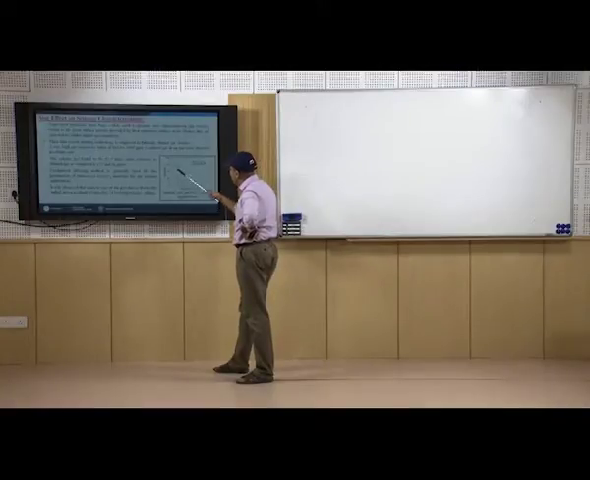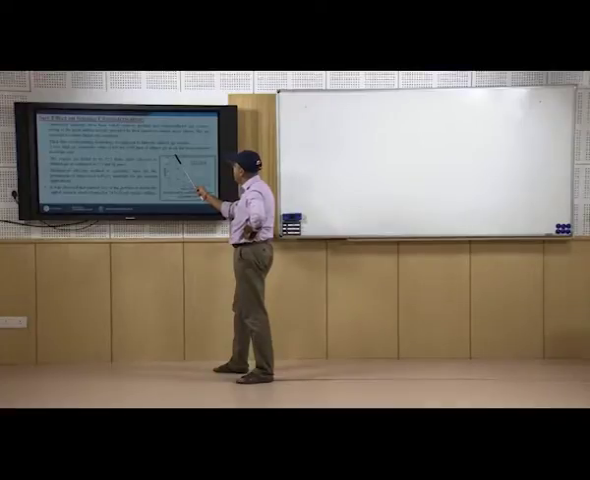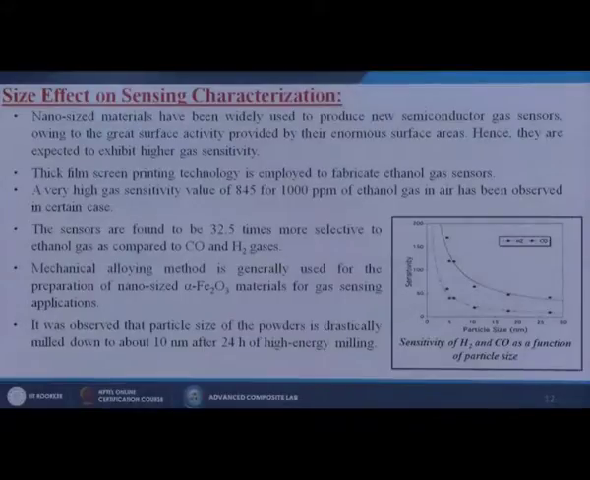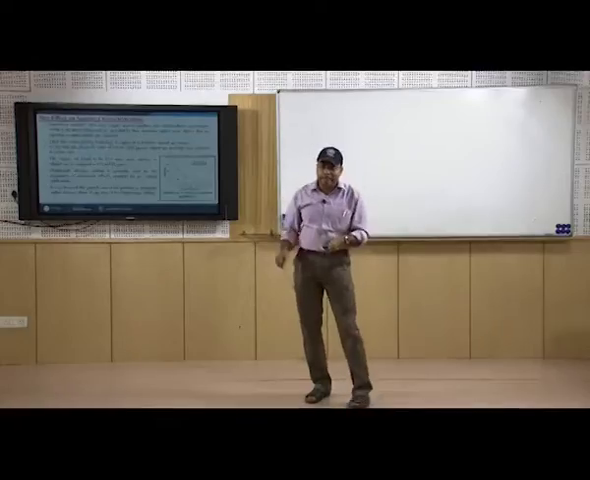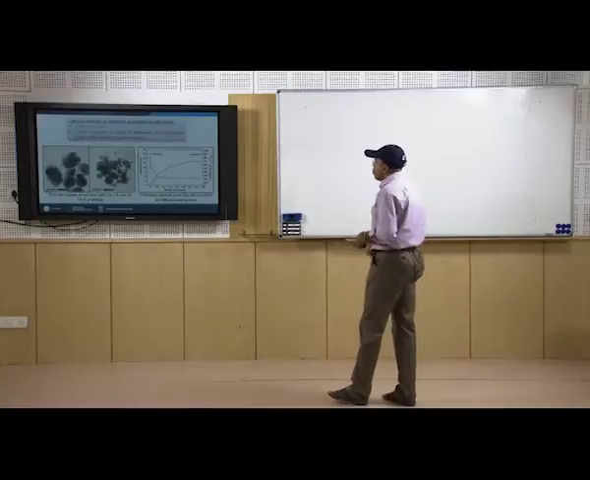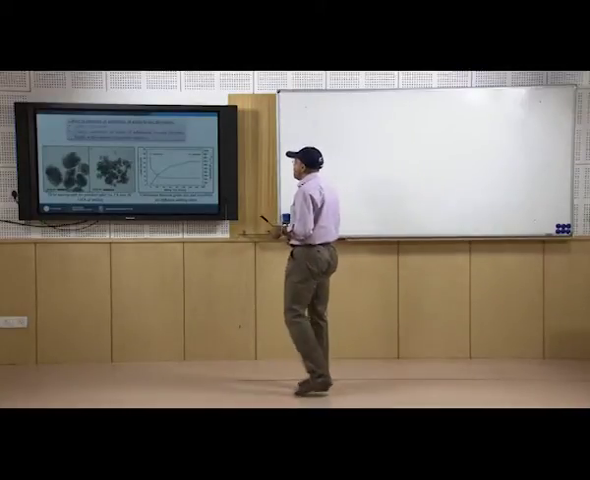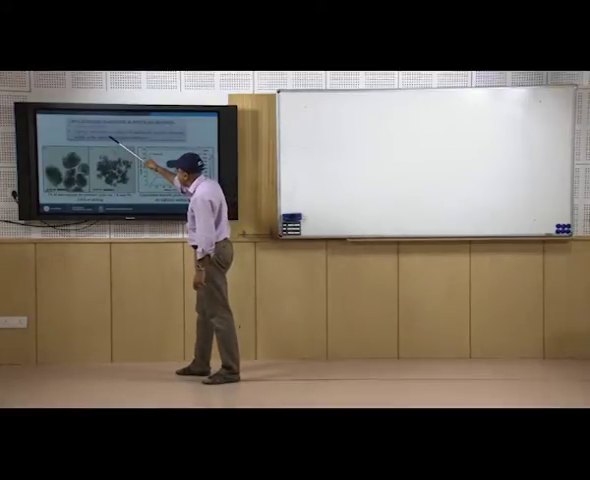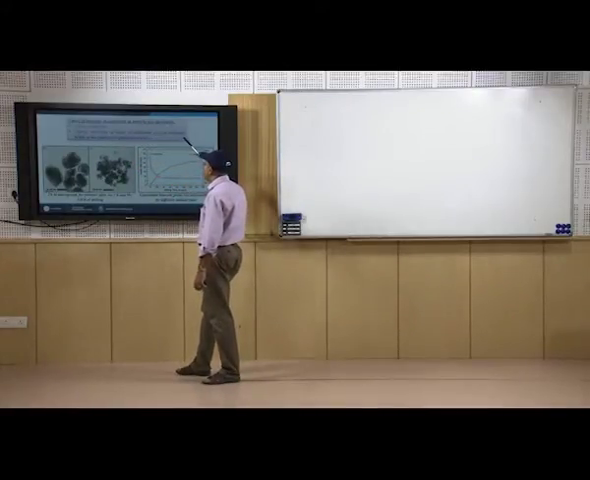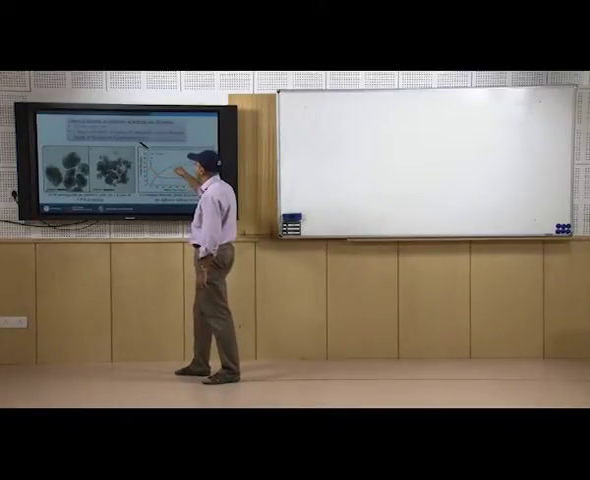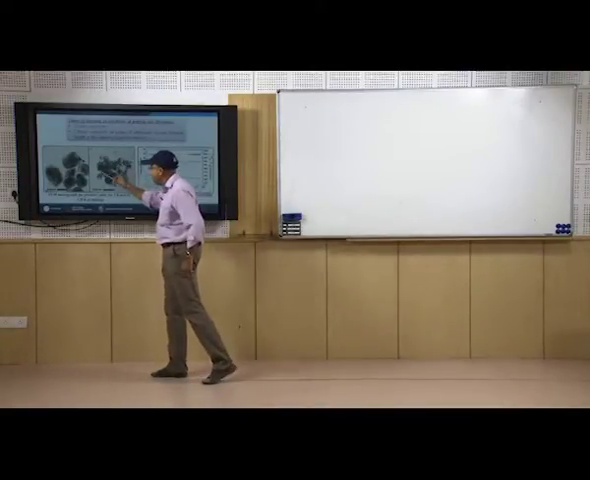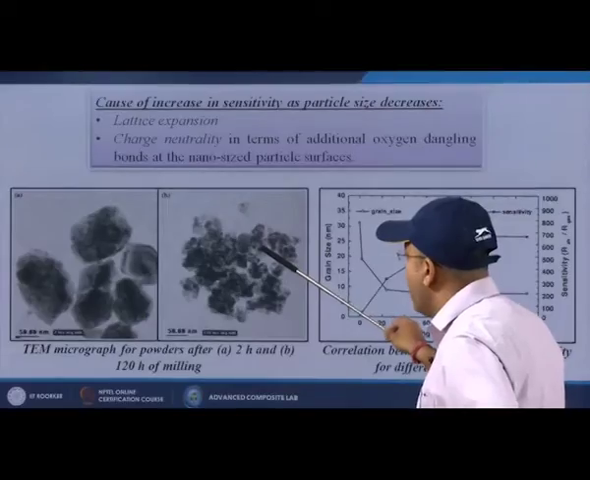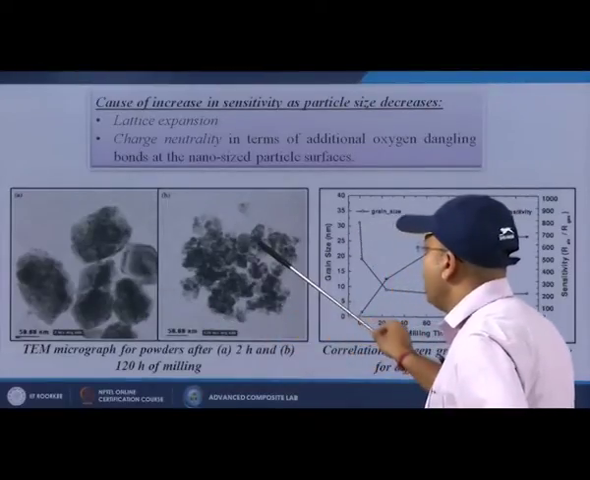So, here also we are getting the same thing. When we are using the smallest particle size, we are getting the maximum sensitivity, but when we slowly increase the particle size, the sensitivity of that particular material decreases. Causes of increase in sensitivity as particle size decreases: the first one is called the lattice expansion, the second one is called the charge neutrality in terms of additional oxygen dangling bonds at the nano-sized particle surfaces. Here is the transmission electron micrograph for powders after 2 hours and after 120 hours of milling.